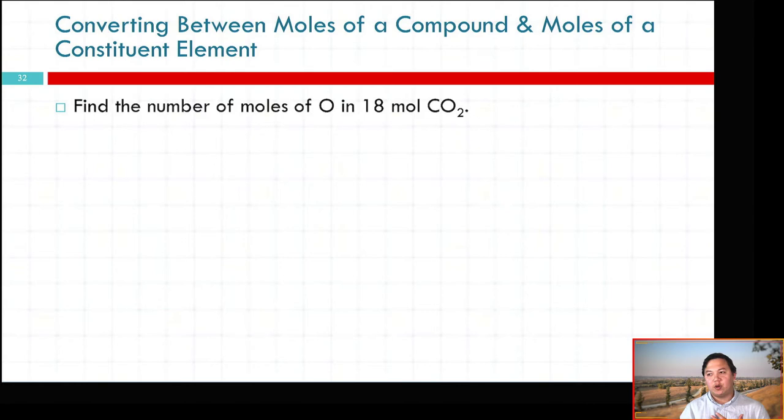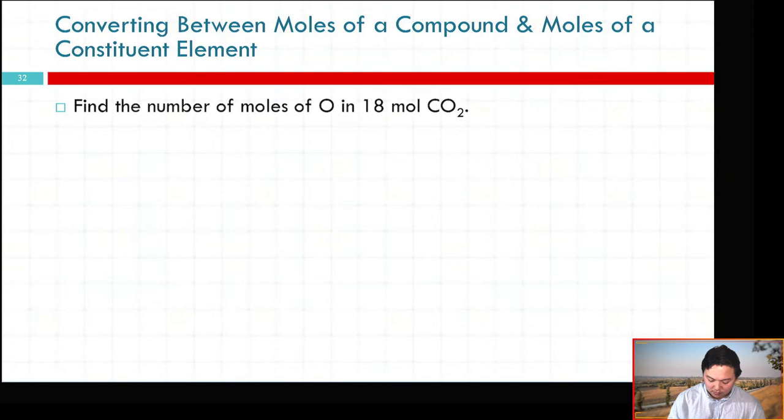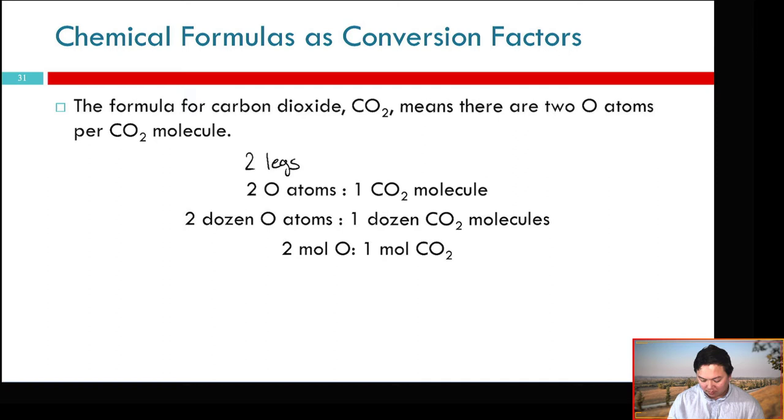You could put it into terms that are maybe easier to understand. Let's do another example here. If we had people, we have 2 legs per 1 person. So if we had 2 dozen legs, that's enough legs for 1 dozen people. Or if we had 2 moles of legs, we could make 1 mole of people. It's really weird, but that is how it works.